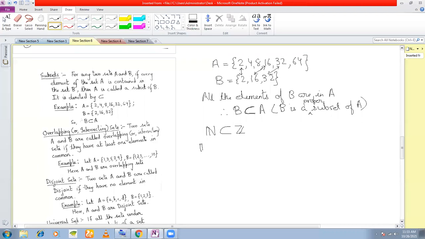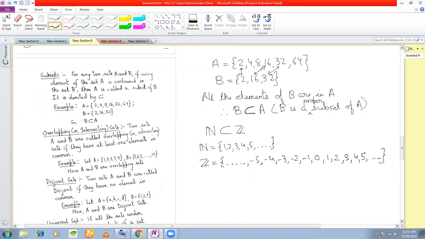The set of natural numbers is this set, right? And what is the set of integers? The set of integers starts with all the negative numbers till, right. So what do you see here? You see that all the natural numbers are contained in the set of integers. So therefore, we can say this is true. That is, the set of natural numbers is a subset of the set of integers.